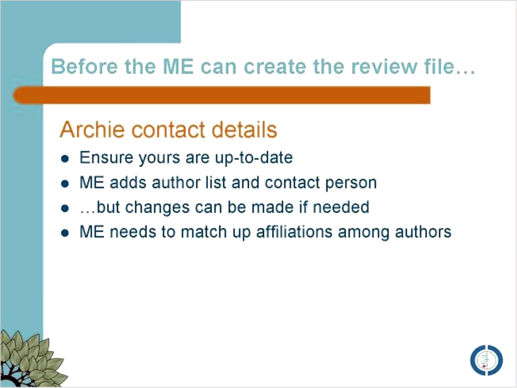Before your managing editor can create the review file, you need to make sure that your contact details in Archie are up to date. Your managing editor adds the author list and the contact person for the review, but obviously changes can be made if needed along the review process. The managing editor also needs to match up the affiliations among authors. As it stands right now, you can have one affiliation per author, but in the wish list for RevMan 6, they're going to address creating multiple affiliations. So do know it's on their list.